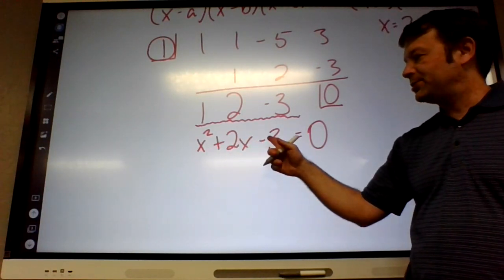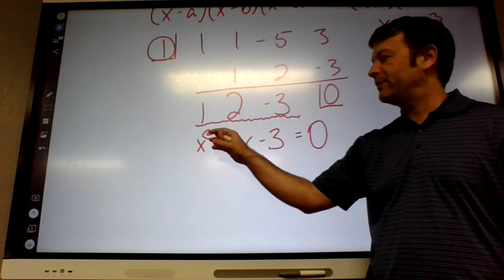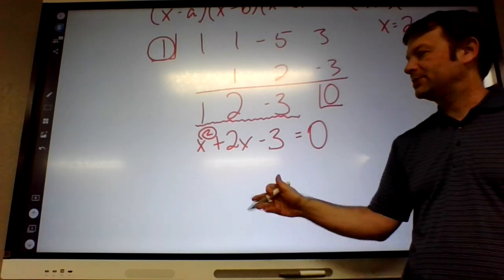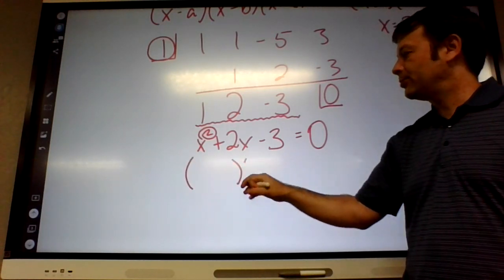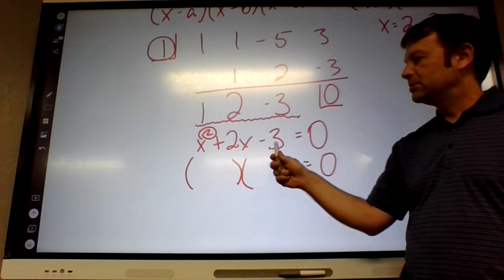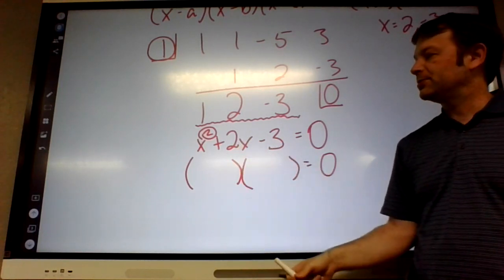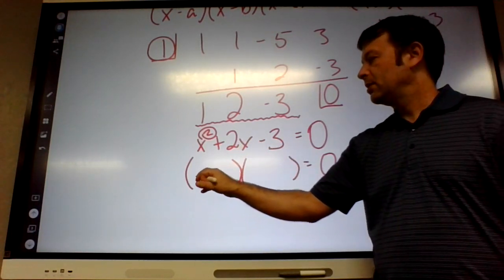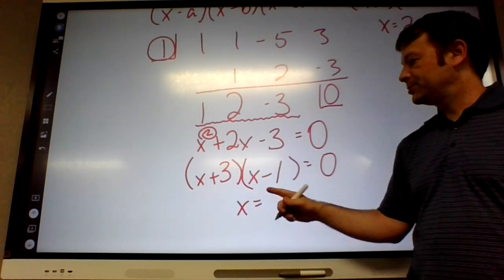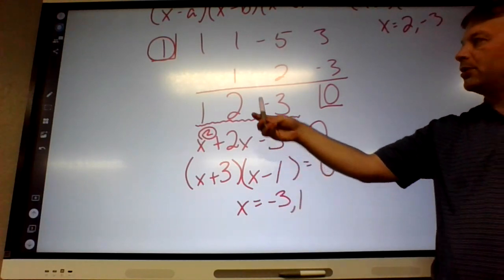Today these should all factor, but if they didn't factor, you could also use the quadratic formula, because we've got it down to an x squared now. So we can use our tricks from last chapter. How does this factor? What multiplies into negative 3 that adds up to 2? 3 and negative 1. So what x values make this equal 0? Okay, negative 3 and 1.